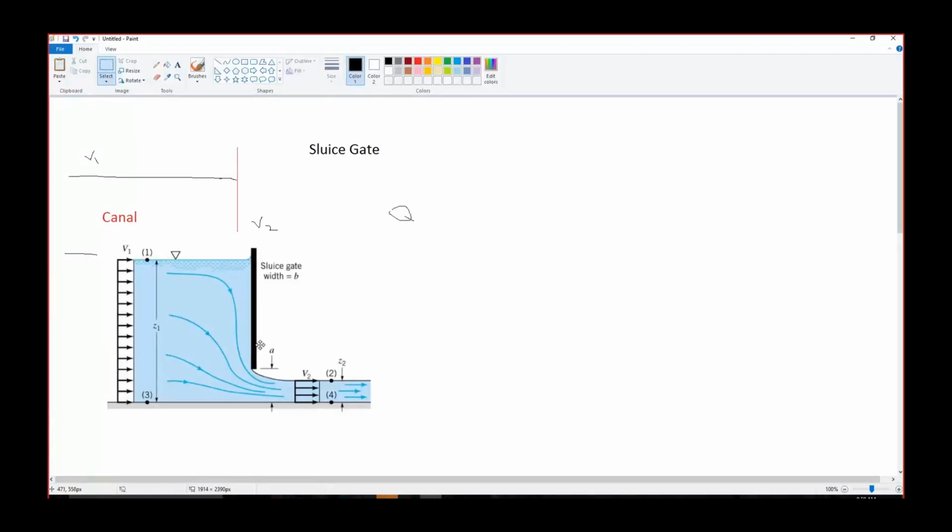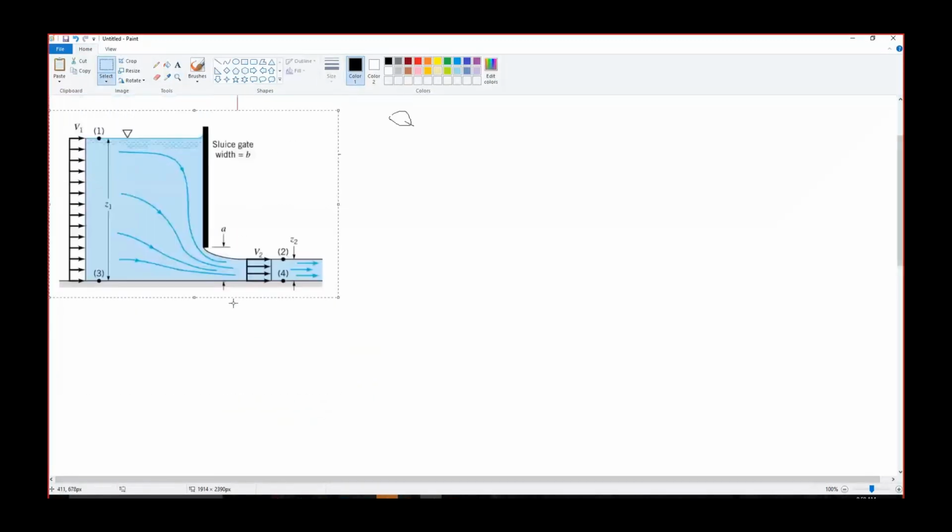So what we'll simply do is apply the Bernoulli equation between point 1 and point 2. So we write P1 plus half rho V1 square plus gamma Z1 should be equal to P2.